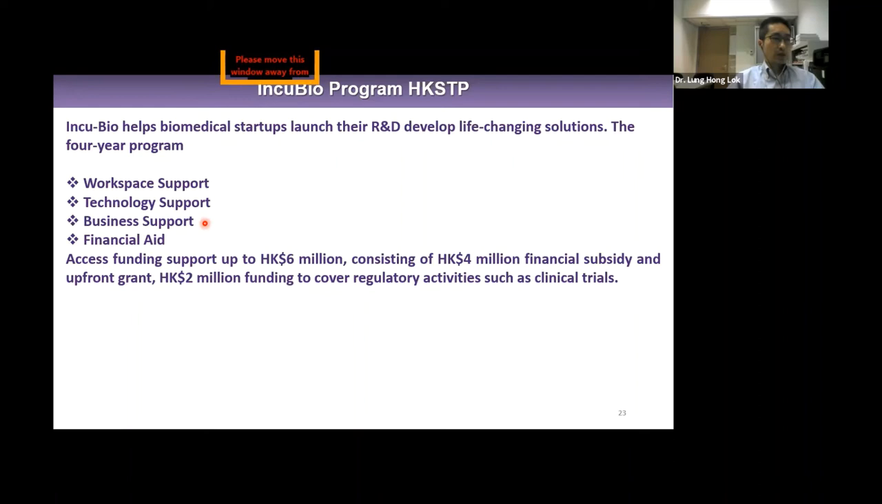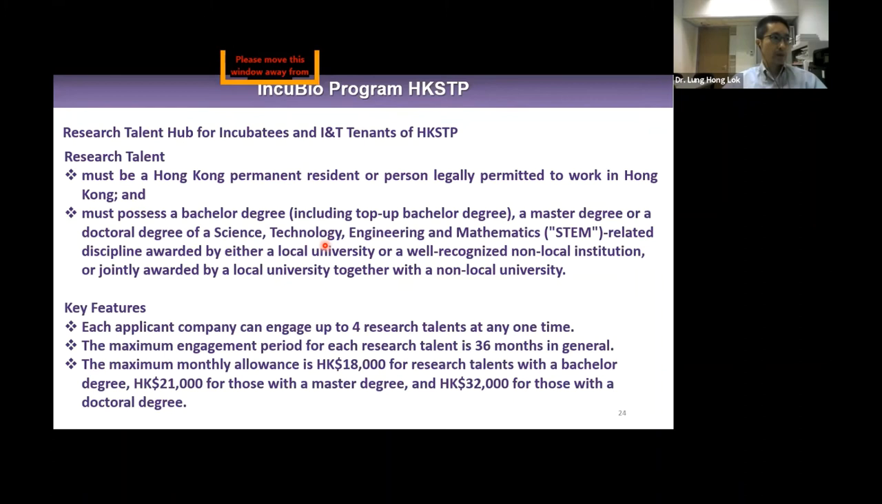And last but not least, of course, financial support. Around Hong Kong dollars 6 million will be supported for each technology startup. That would help for hiring people and also to buy consumables and equipment using this funding. And once accepted by the incubator program, we are automatically eligible to apply for the Research Talent Hub. This program is for hiring of research scientists. So they provide money to hire 4 research scientists.